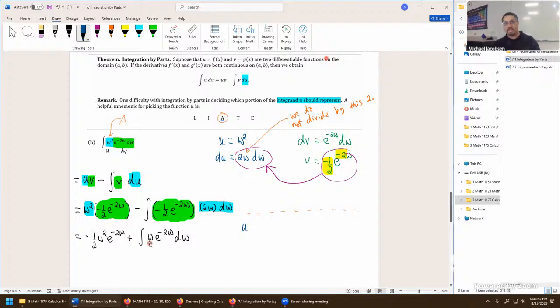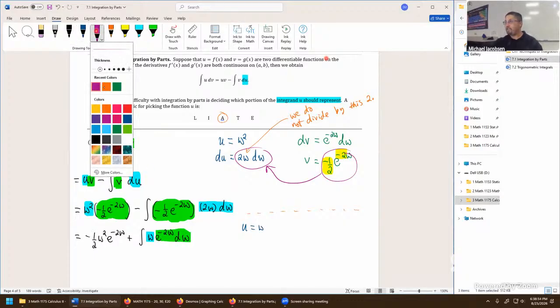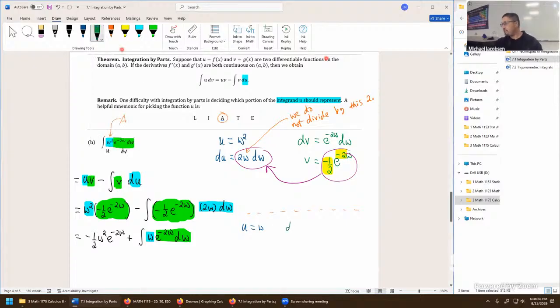So still we have something algebraic for w. u should then be w. That informs us everything else should be dv. So dv is e to the power -2w dw. The good news about using integration by parts twice is if you ran through it once, the second run through is usually a whole lot faster. So we picked u in the same kind of way. w just has degree 1 this time.